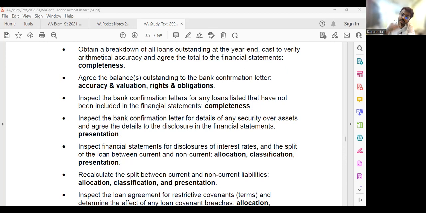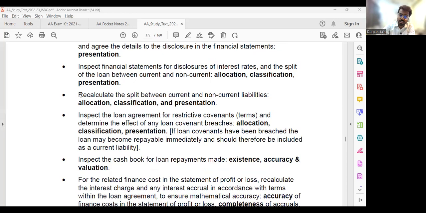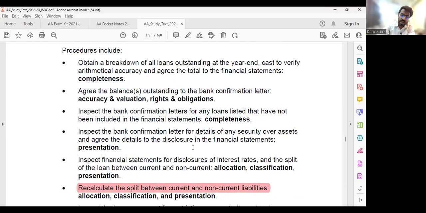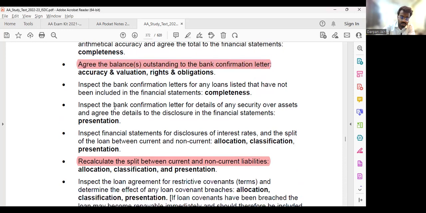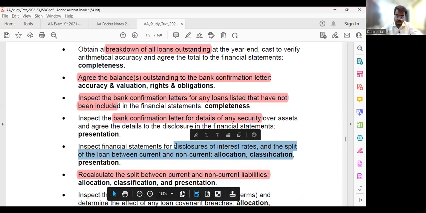Next, recalculate the split between current and non-current. You can also calculate it again, right? So recalculate that split between current and non-current. Oh, I missed out highlighting the important things, right? Let me highlight. You're obtaining the breakup. You're agreeing the balance to the bank confirmation letter. You're inspecting the bank confirmation letter for anything which has not been included in the financial statements. You're inspecting the bank confirmation letter for any details of security, and you're inspecting financial statements for disclosure of interest and the split between current and non-current.